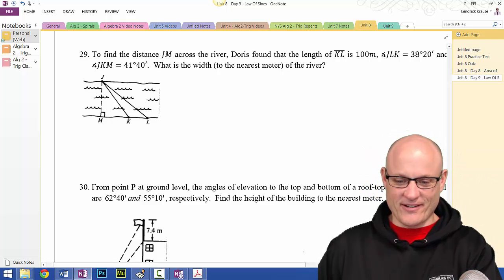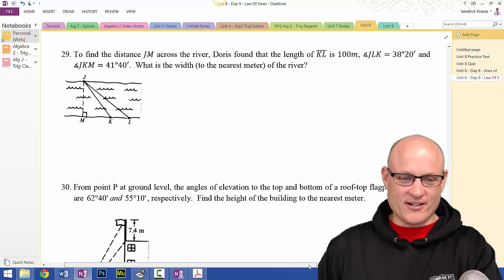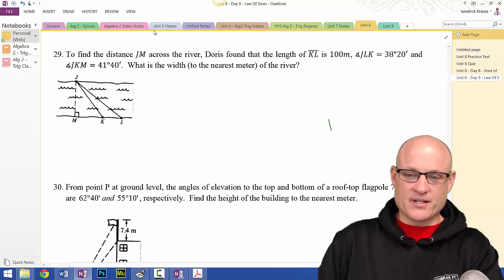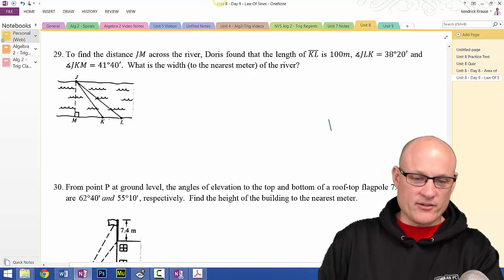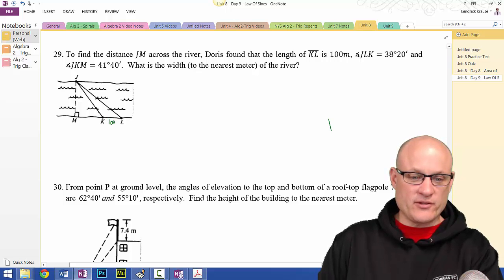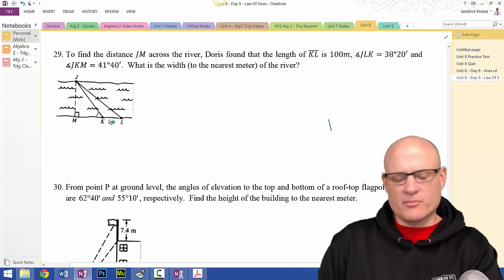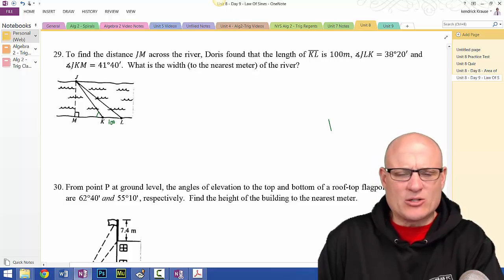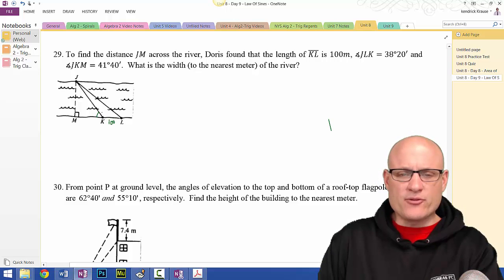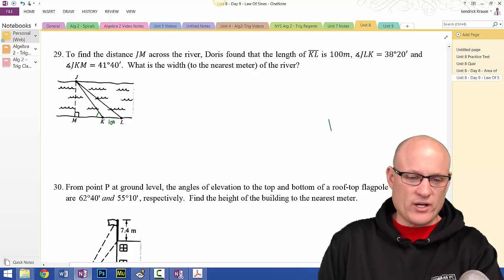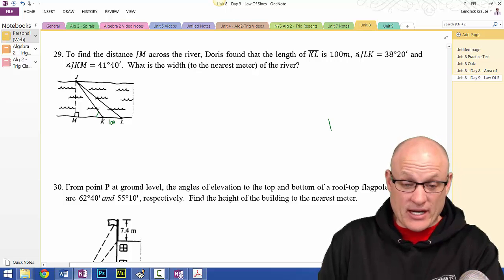Yeah, right. So, all right. Let's see. I know that KL is 100, and then I measured these things. I can't go across the river. I mean, here's a clear example. I cannot go across the river. So I'm going to use some instruments and some tools to figure out what the width of this river is. It's got to be something I can do.